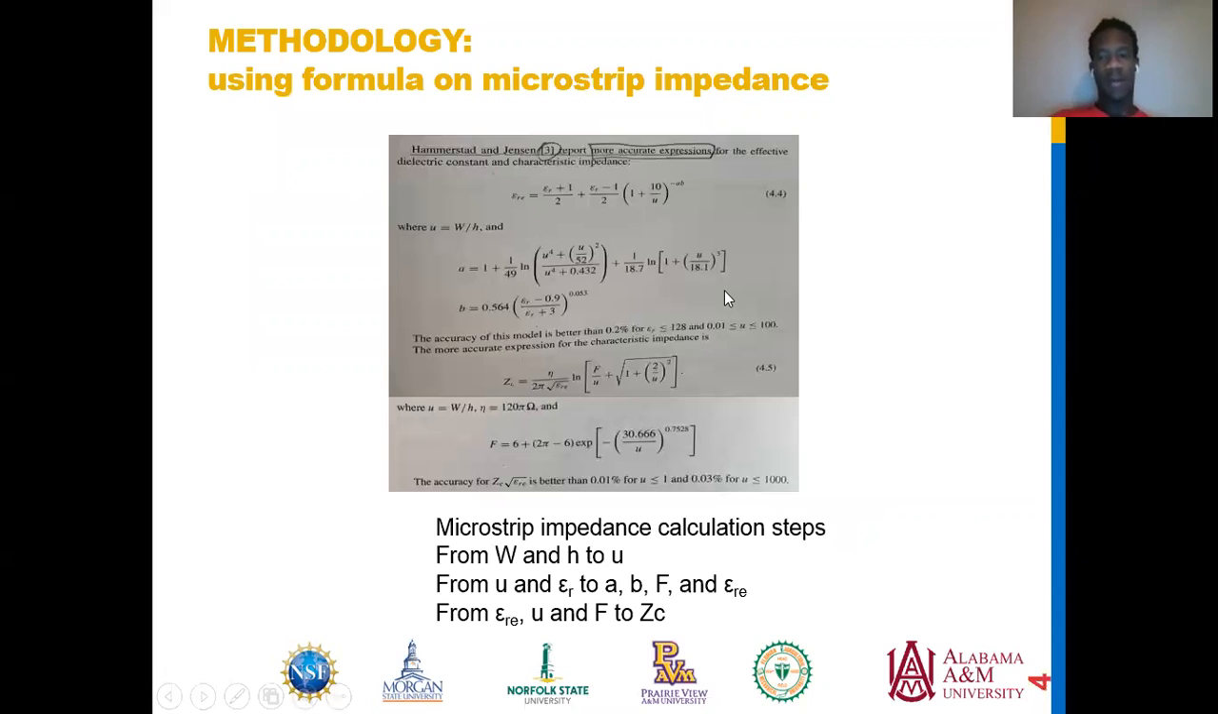For the methodology, the first equation is the dielectric constant that I was talking about earlier, and it uses U, which is the width divided by the height, and the second and third formulas, which are A and B, to find it. The fourth formula at the bottom is the formula to find characteristic impedance, Z. And in order to find that, you use the dielectric constant from the first formula, and you use U, which is W divided by H, width divided by height.